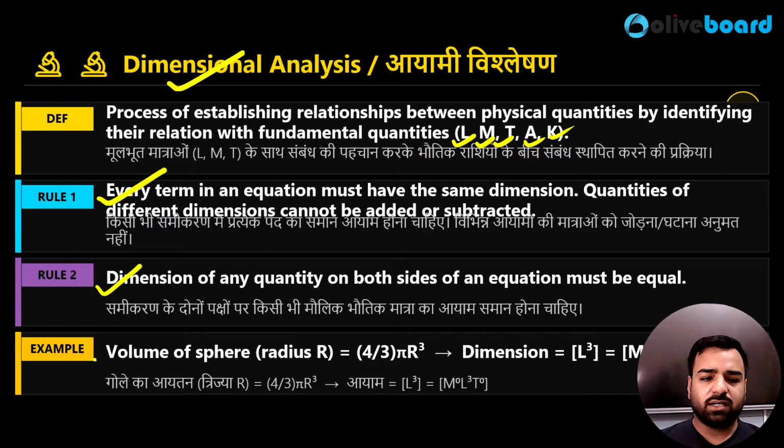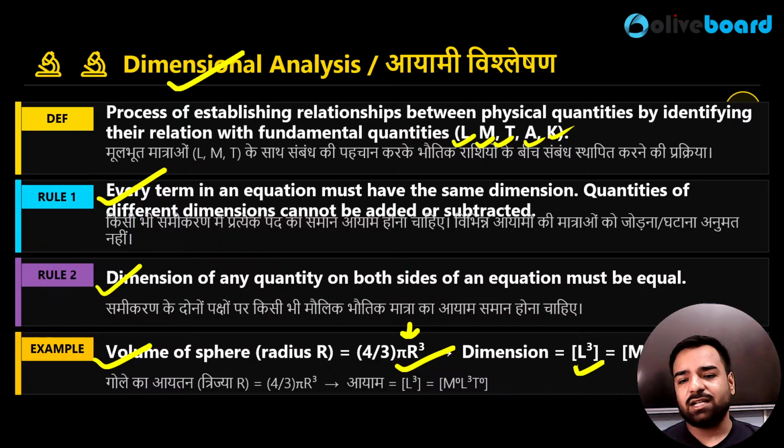In order to calculate the volume of a sphere, we need to know the formula, that is 4 by 3 pi r cube. But 4 by 3 is a constant, no dimension. Pi, 22 by 7 or 3.14, again no dimension. It's only about r cube. What is r? Radius. Radius is length. That means L cube. So it is either L cube or M0 L cube T0.